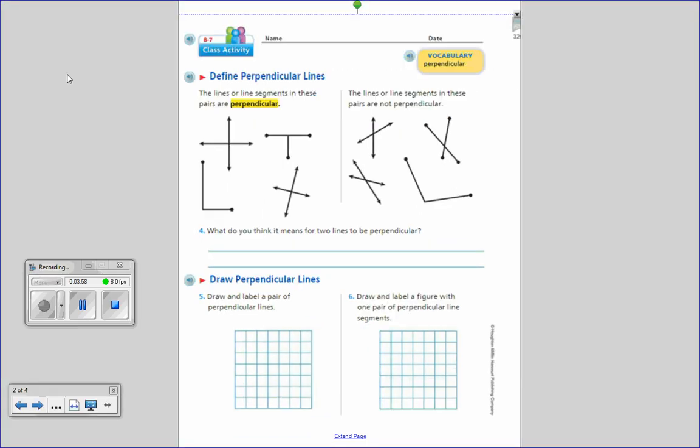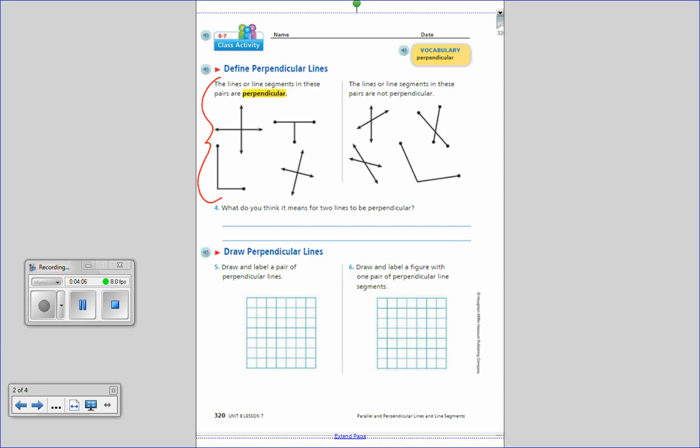Now the next big idea that we need to have when it comes to quadrilaterals is perpendicular lines. Perpendicular lines look like lines and line segments look like this section right here. The lines or line segments in this section right here are not perpendicular.